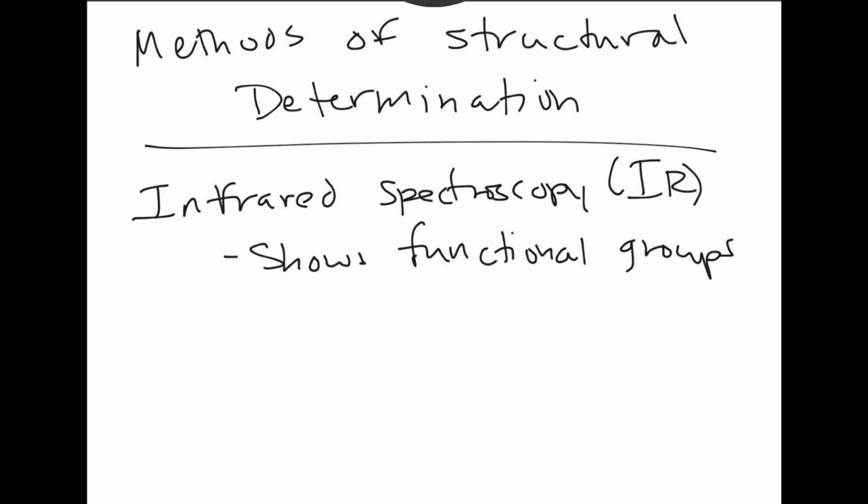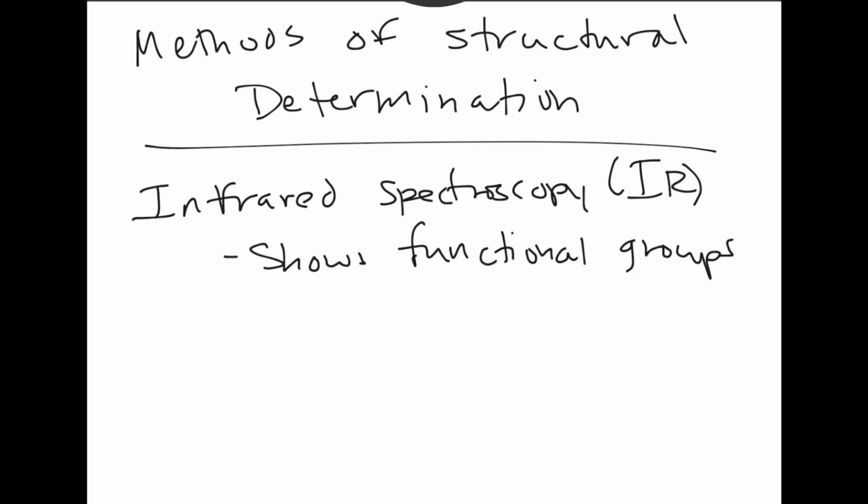And what IR lets you figure out is what functional groups are in your molecule. It's really good at telling you if you have a C double bond O. Do you have a ketone? Do you have an aldehyde? Do you have an ester? It's good to let you know if you have an alcohol in your molecule. So it's good at showing your basic functional groups.